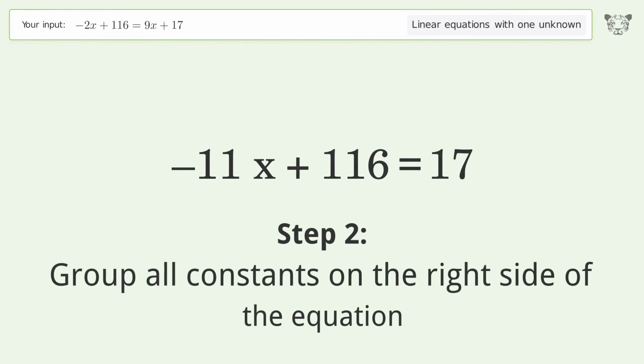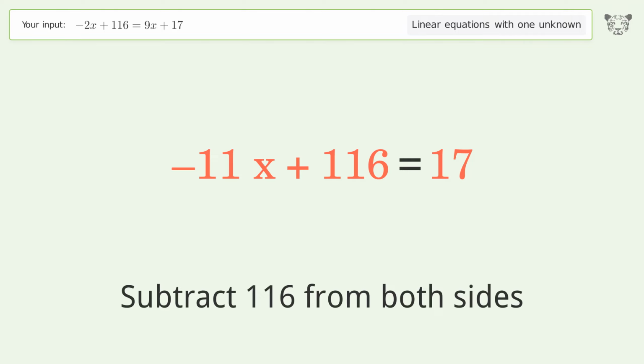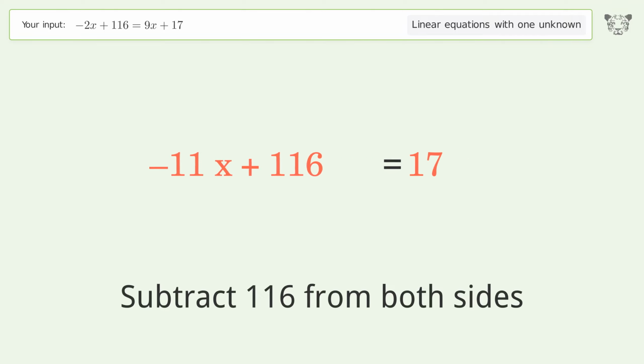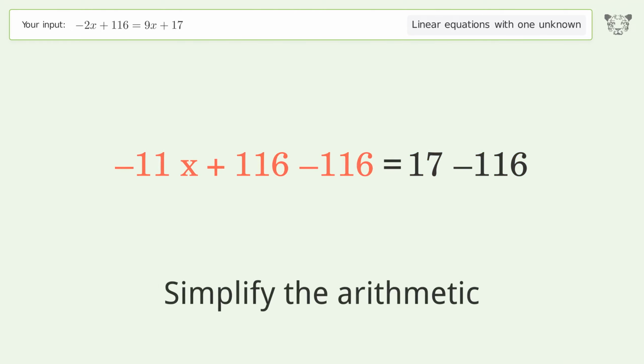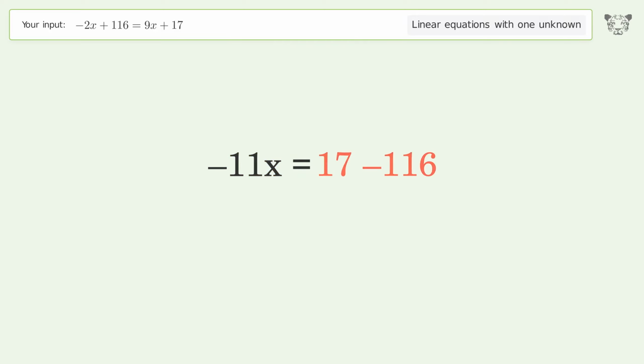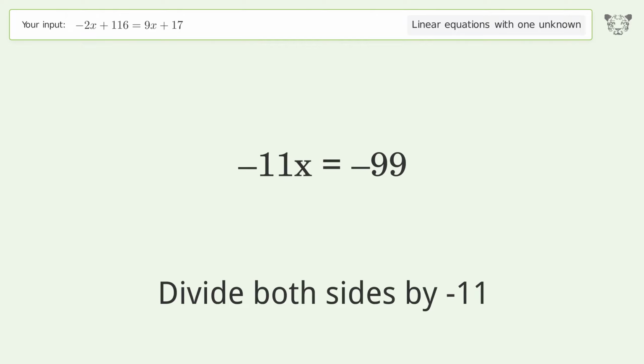Group all constants on the right side of the equation. Subtract 116 from both sides. Simplify the arithmetic. Isolate the x. Divide both sides by -11.